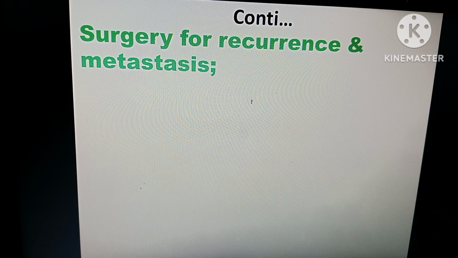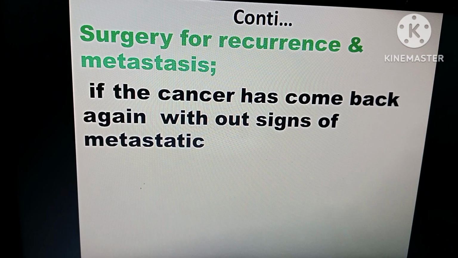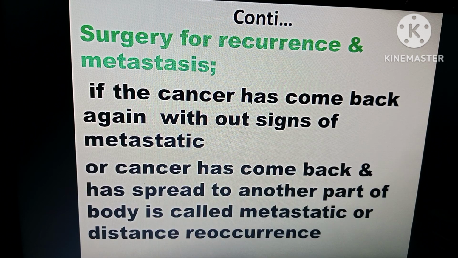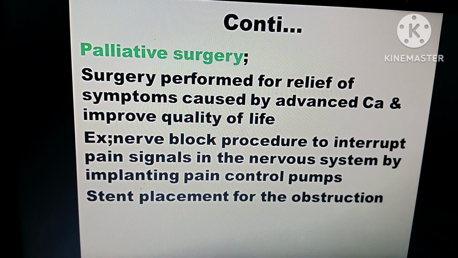Okay, the next one is surgery for recurrence and metastasis. See, the phrase itself gives the answer. Surgery for recurrence: once surgery is done, the growth lump is taken out, but again the growth will reoccur without any sign of metastasis. It may not be a metastasis, but again and again the growth is appearing. In such a condition also, to remove that growth, recurrent surgery is required. Or in case the cancer has come back with metastasis, spread to other parts of the body, surgery is required. Okay, palliative surgery.